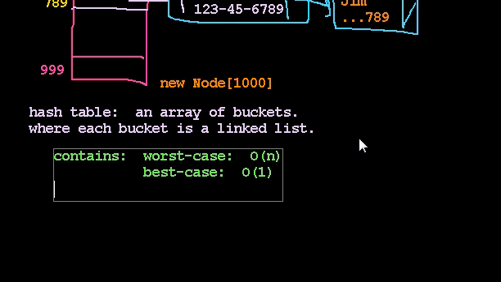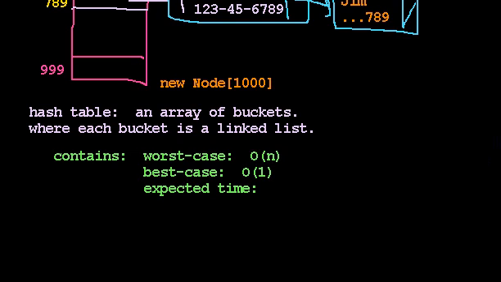So, the big question is, I don't get too worried about worst case or best case. The one that I care about is, what is the expected time? What's the expected case? What's the typical case? What is the average case?